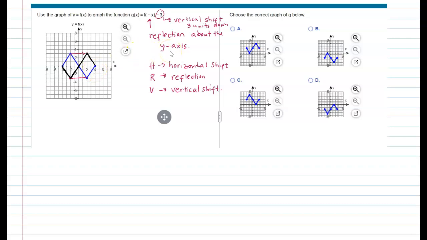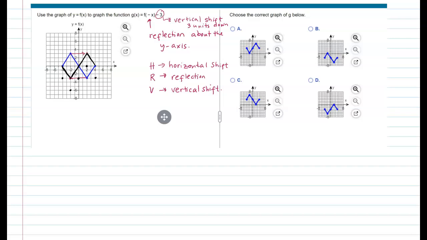about the y-axis. Then next, you're going to move this 3 units down. So you're going to move this 3 units down. So this point will go 1, 2, 3. It will go here. And then this point goes 1, 2, 3. Now this point goes 1, 2, 3. This one goes 1, 2, 3. And this goes 1, 2, 3. They will all go down.